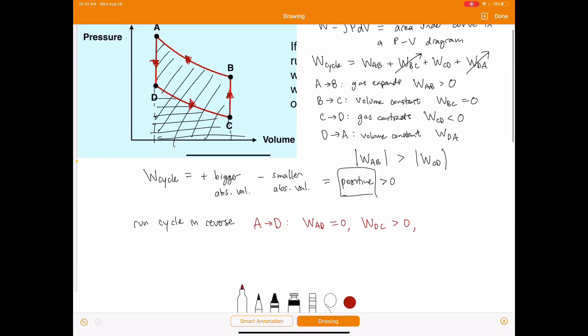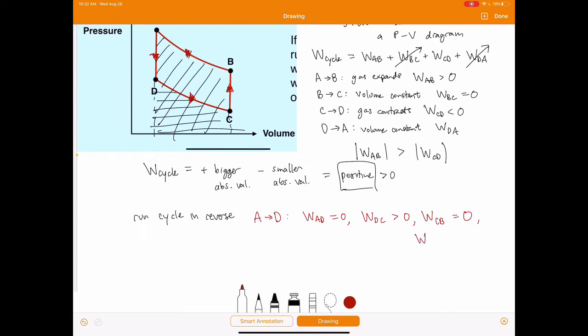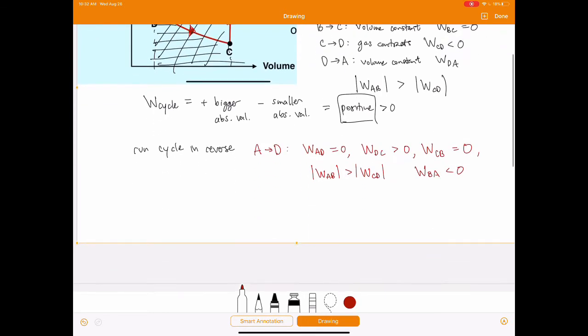Okay, now we go from C to B. Again, that's going to be at constant volume. So 0 work. And then finally, we go from B to A, and that involves the gas contracting to a smaller volume. So there's negative work. But it's still true that the absolute value of the work from A to B is bigger than the absolute value of the work from C to D, right? That's still true in terms of the area under the curve. So for the cycle reversed, we have now a negative term with a bigger absolute value.